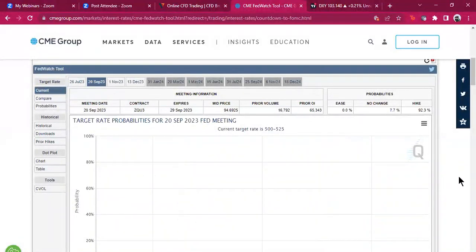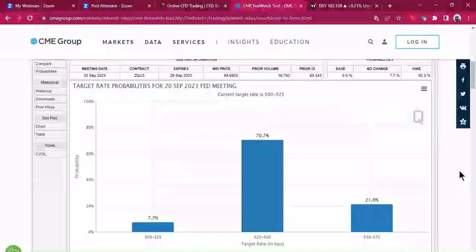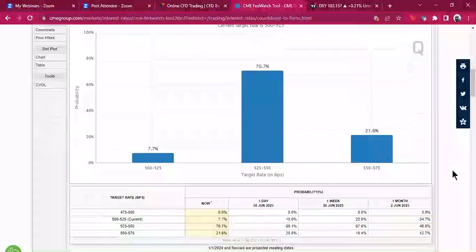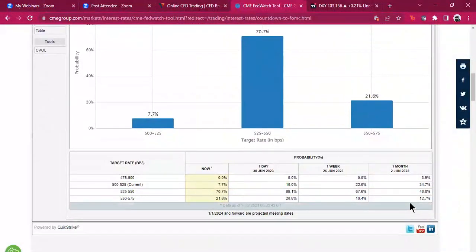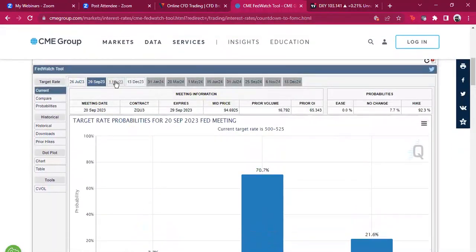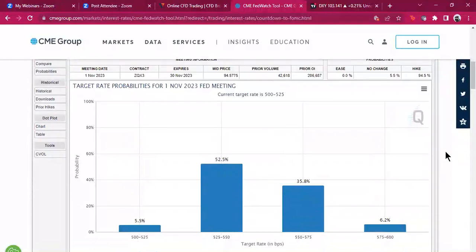But then the interesting thing is, if you move to September, where the Fed have said they expect two more rate hikes, so take out July as a given, the market is only giving a 22% chance of another 25 basis point hike. You can see that has more than doubled from even a week ago, but it's still only a 21% chance. If we move to November, I'll just check this.